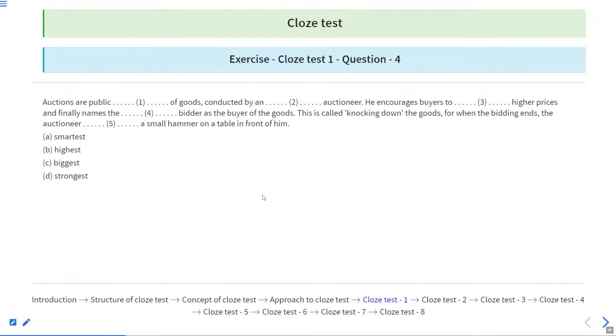Next is auctions are public. We know the word here. Sale of goods conducted by an approved auctioneer. He encourages buyers to bid higher prices and finally names the dash bidder as the buyer of the goods. Which one will fit in here? Smartest, highest, biggest, or strongest? We have to choose one of these four words. Let us look at the answer.